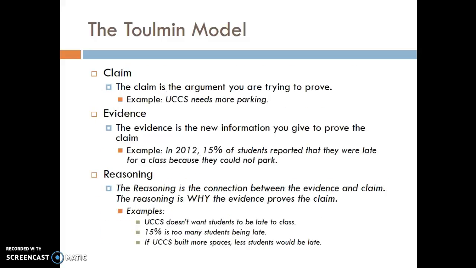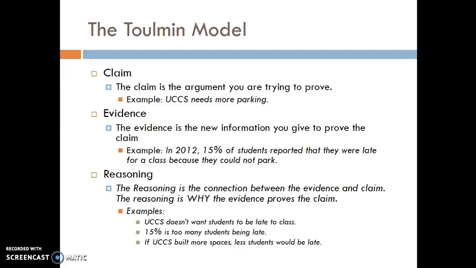So just to break it down a little further, the claim is the argument you're trying to prove. It's the thing that's in doubt. The evidence is the new information that you give to prove the claim. So for example, in 2012, 15% of students reported that they were late for a class because they could not park. That's the new information that we might give you to support a claim about needing more parking.